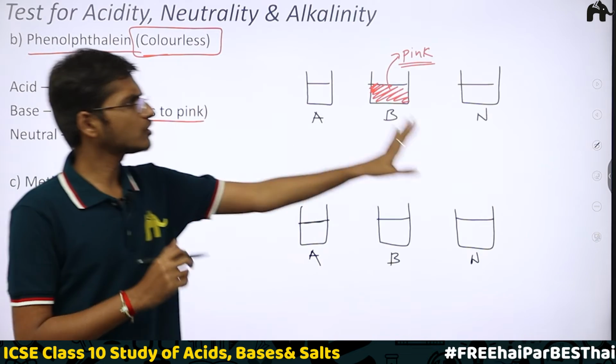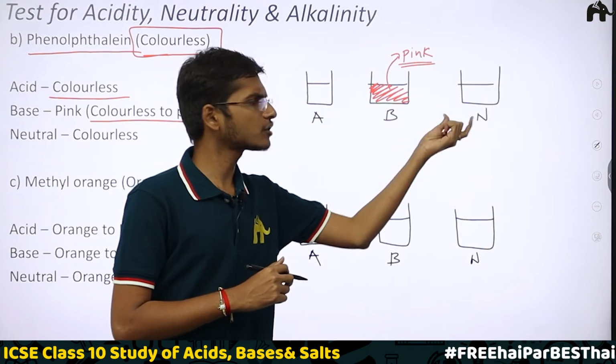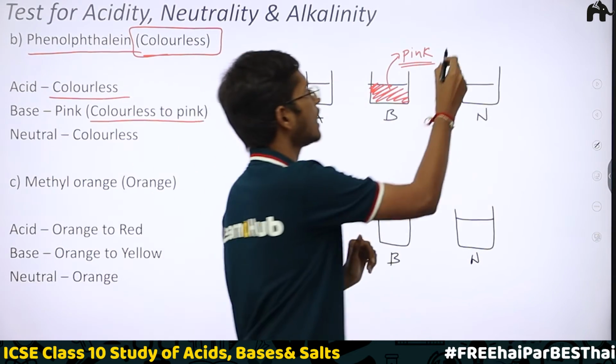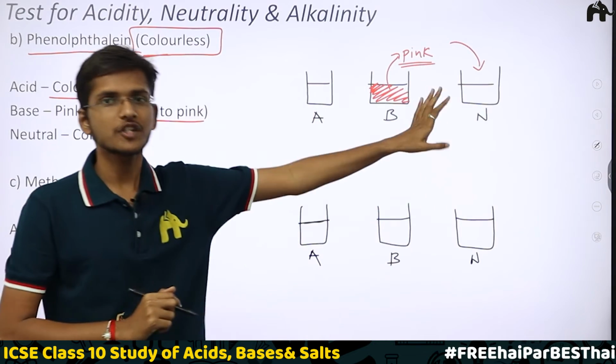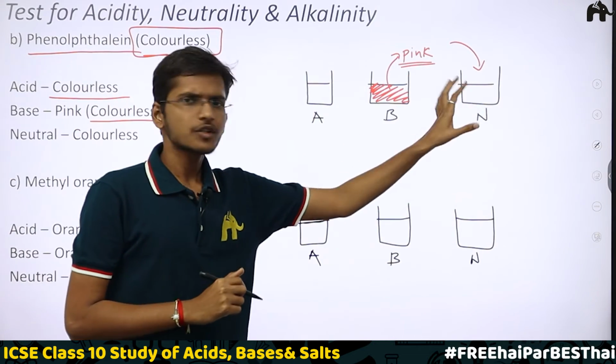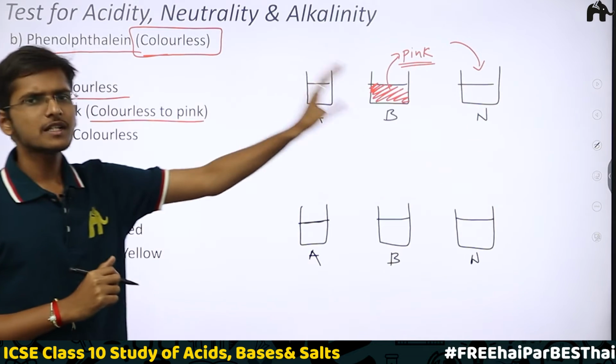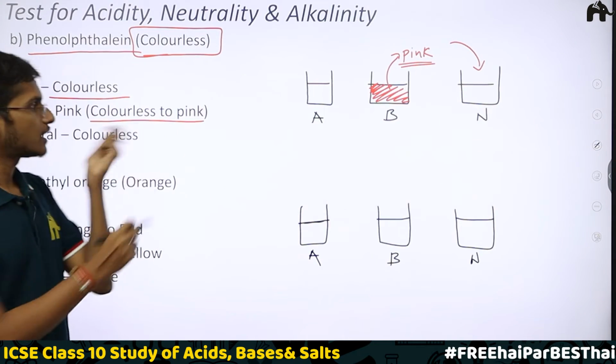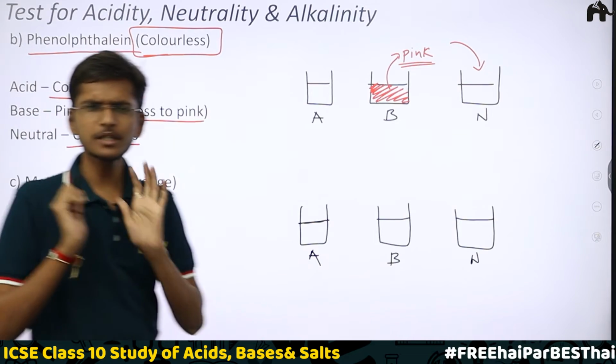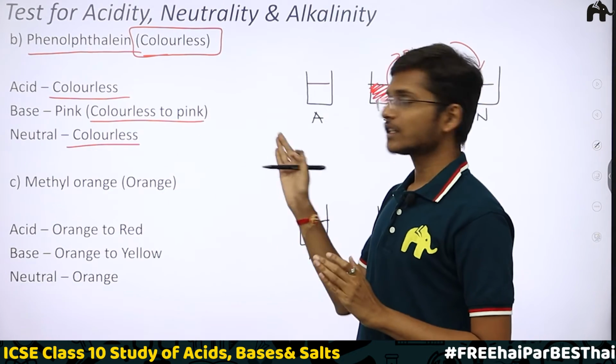Simple. And in the neutral solution, it's very simple again. The colorless neutral solution remains colorless. After adding phenolphthalein to it, no change in color. So our solution remains colorless. That's it. So this means that our phenolphthalein also remains colorless, right? Very simple. Now moving ahead to the methyl orange indicator solution.